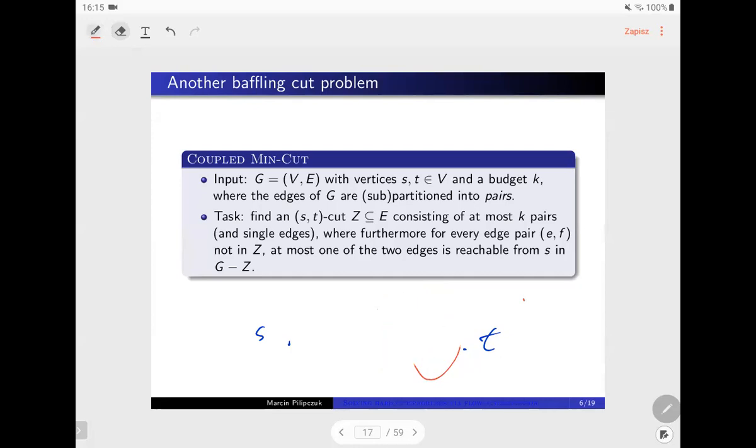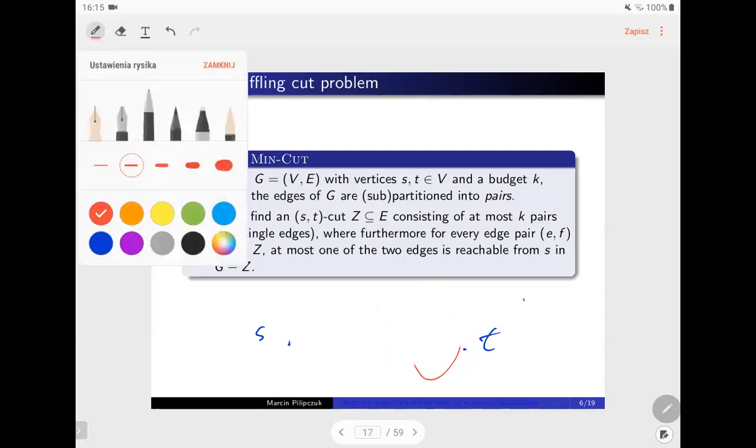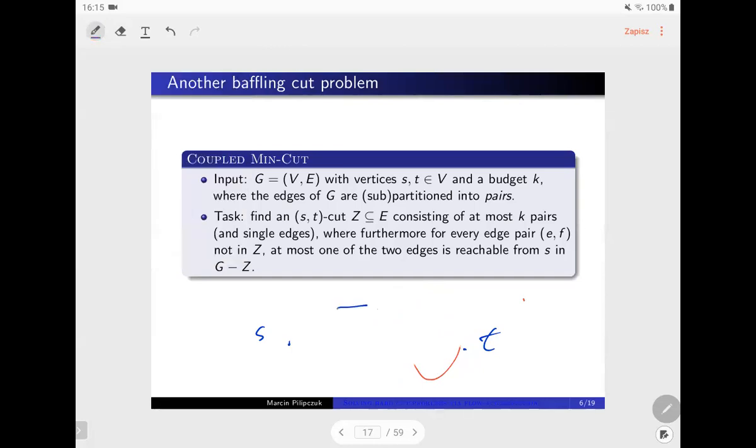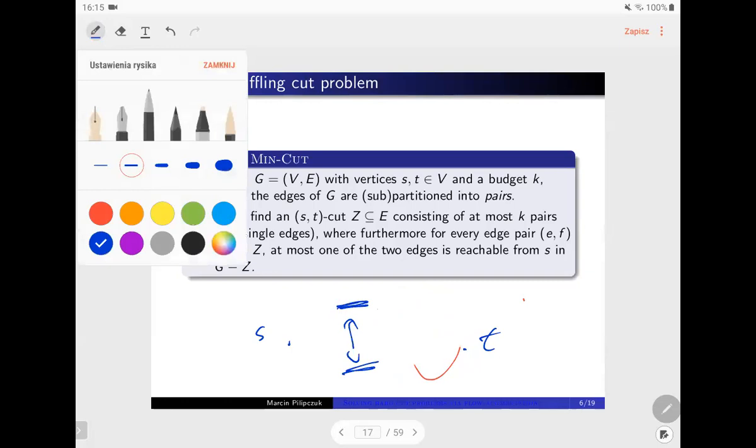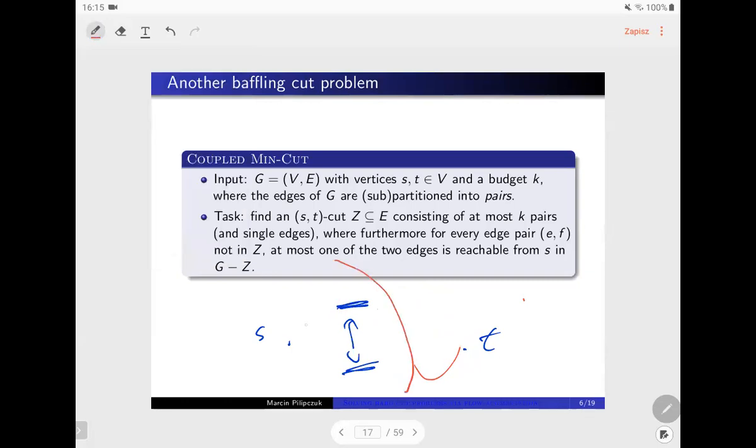So if there's actually a pair up there, that these guys are paired with each other, then my cut cannot look like that, so that both these guys are reachable from S after the removal of the solution, okay? So let me just repeat it.